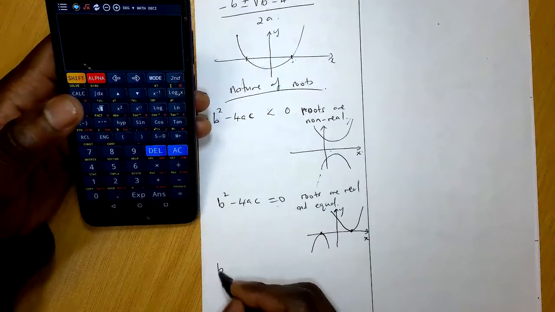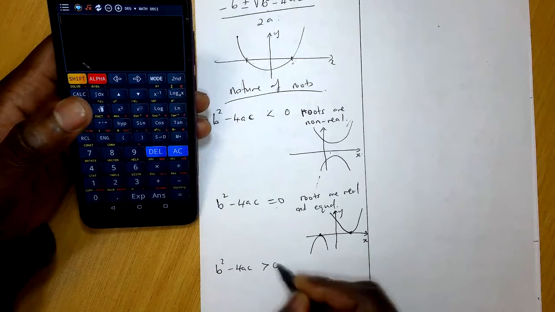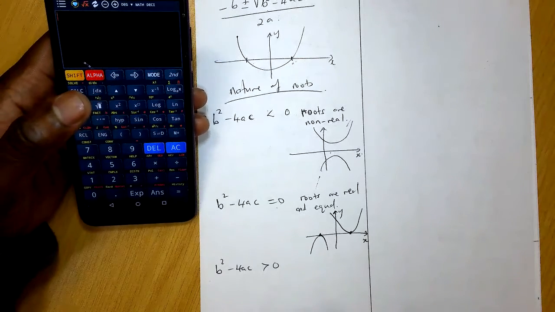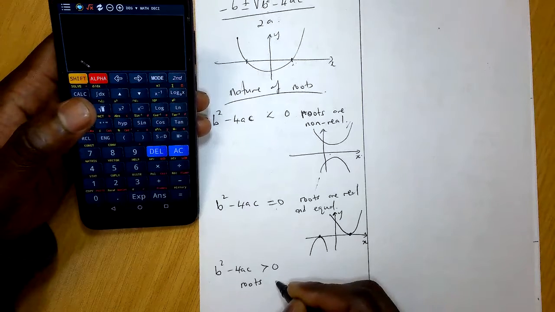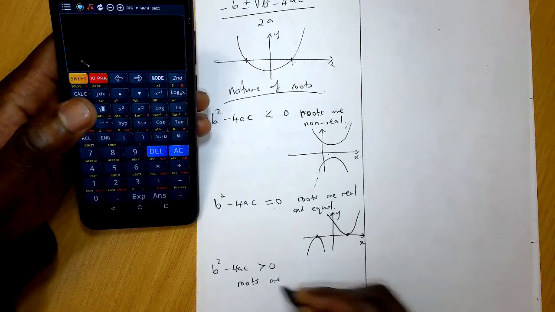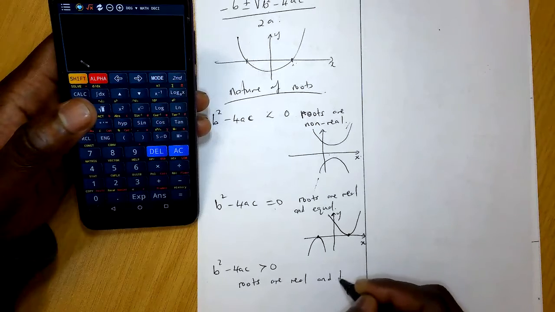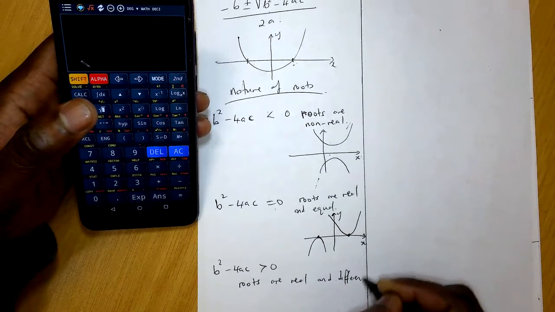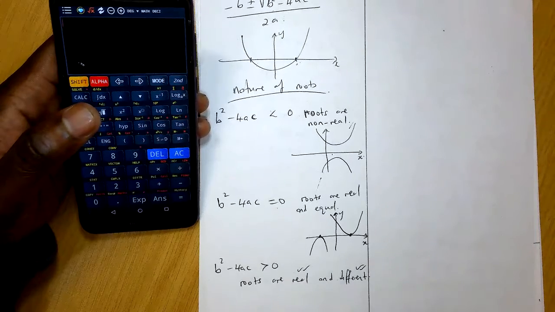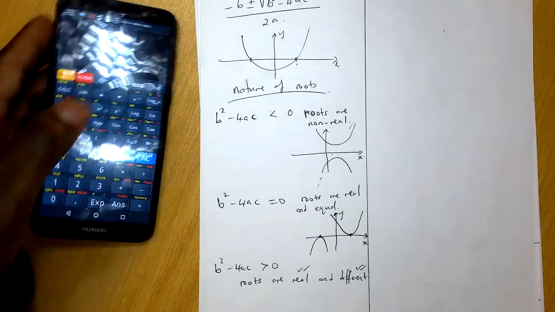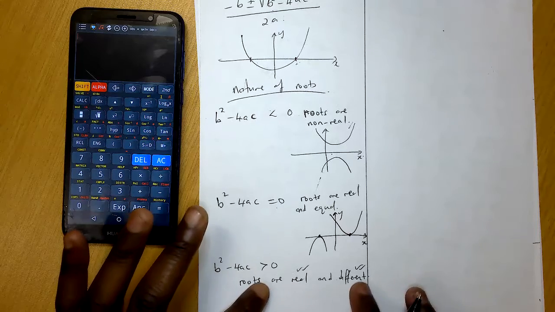Now, let's see here. B squared minus 4ac can also be greater than 0. So if b squared minus 4ac is greater than 0, the roots are real and different here. But now understand something here. On those roots again, yes, they are real and different.